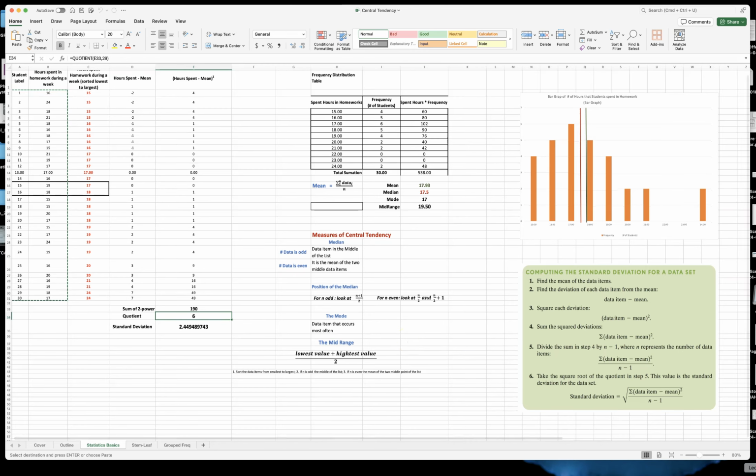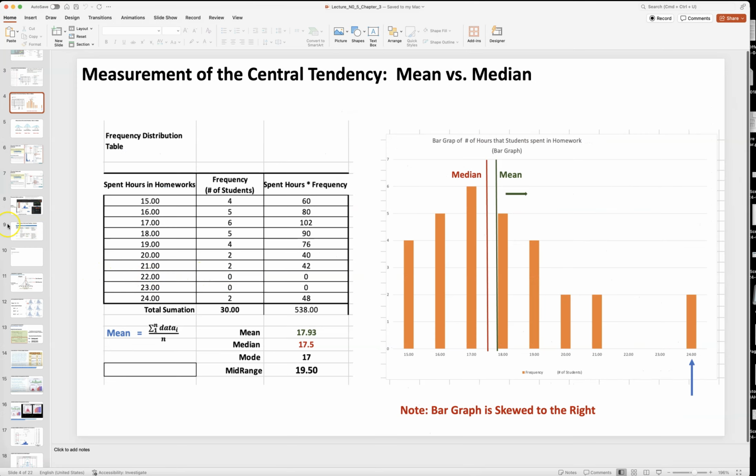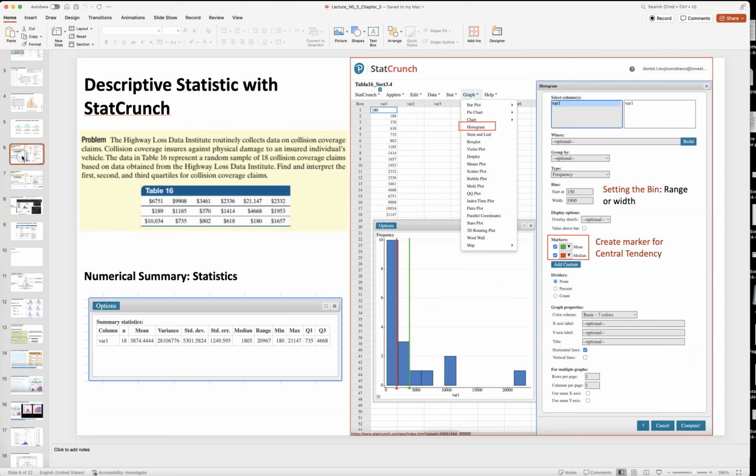Let me see if there is something else that I want to tell you about this in my presentation. Okay, that was this example. For instance, this is another example. This is another set of data. In here, I'm using another statistical application, which is called StatCrunch, but don't worry about that. You are going to use that one. Okay, the red value represents here the median, and the mean value is represented by the green.